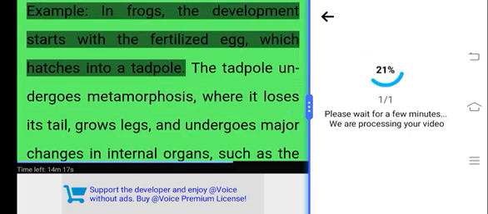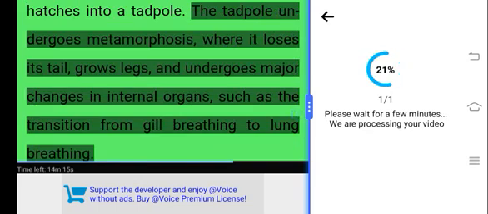Example: in frogs, the development starts with a fertilized egg, which hatches into a tadpole. The tadpole undergoes metamorphosis, where it loses its tail, grows legs, and undergoes major changes in internal organs, such as the transition from gill breathing to lung breathing.